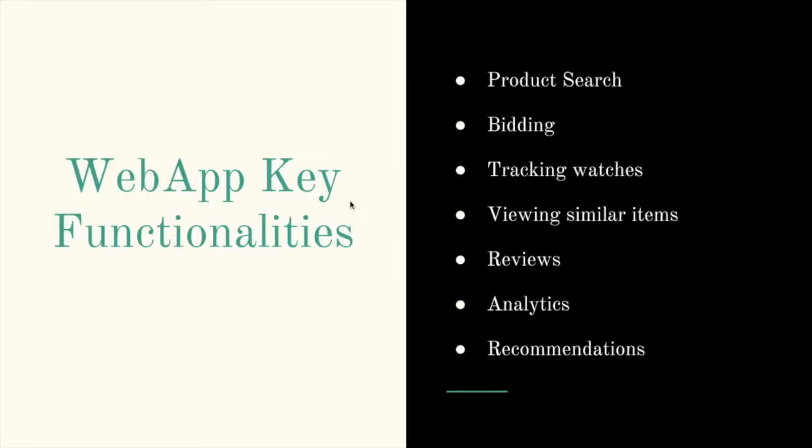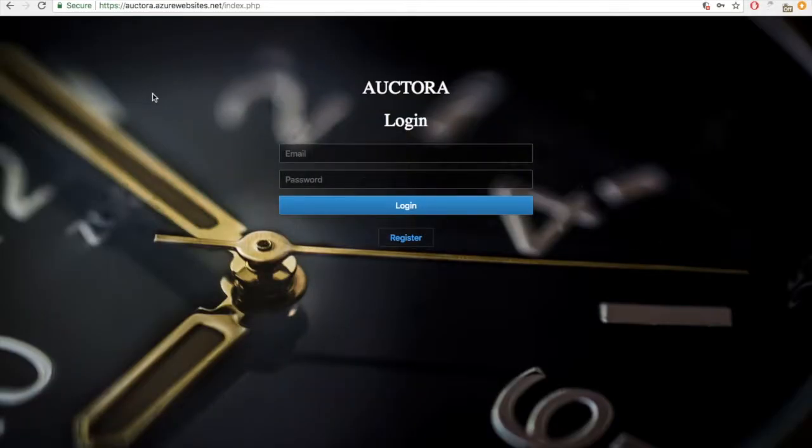Auctora aims to provide the user with a platform where they can search for watches, bid on them, add the watches to their watch list, view similar watches, add reviews on watches, view analytics about the most popular brand, condition, or display, and also view recommended watches based on their reviews and search history. I will now go into more detail about each functionality implemented. Let's start by logging into the web app.